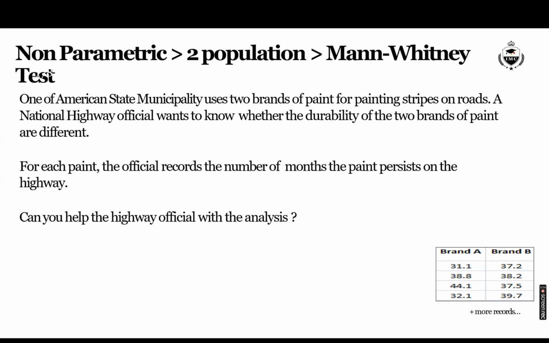One American state municipality uses two brands of paint for painting stripes on roads. A national highway official wants to know whether the durability of the two brands of paint is different or not. For each paint, the official records the number of months the paint persists on the highway, that is, how durable it is. So we have to prove whether the durability of these two brands of paint is different or not. My null hypothesis will be that the durabilities are not different.